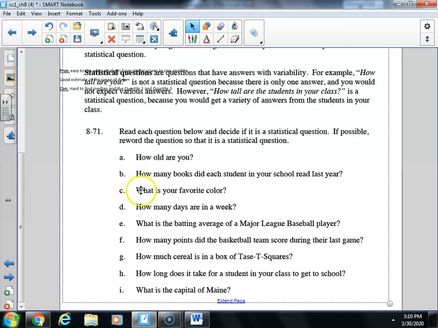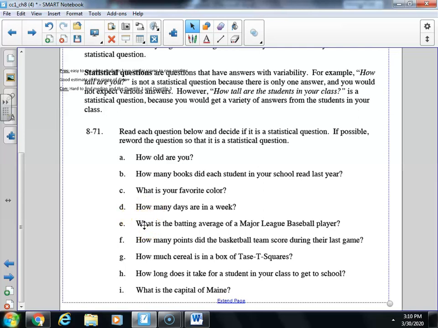Question C, what is your favorite color? No, that is not a statistical question. I ask you what's your favorite color, you tell me blue. That's one answer. I'm not expecting a bunch of answers. Question D, how many days are in a week? No, that's not statistical because there's only one answer. There's 7 days in a week.